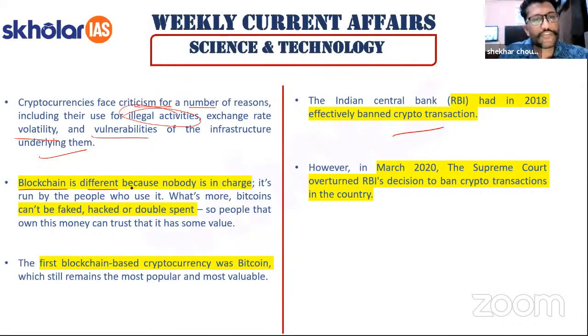The blockchain is different because nobody is in charge. It is run by people who use it. So there is no central authority. What is more, Bitcoins can't be faked, hacked, or double spent. So people who own this money can trust that it has some value.